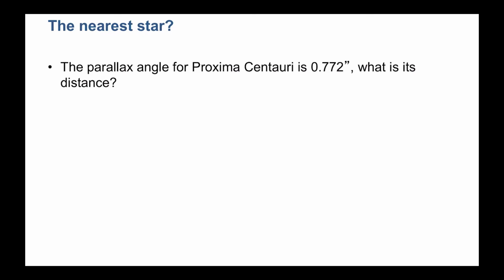Well, it's a pretty simple formula. We know that distance equals 1 over parallax angle in arcseconds. If we've got a parallax angle in arcseconds, we can just plug it into this formula. If we were given it in degrees or radians or any other unit, we'd have to convert it into arcseconds before we plugged it into this formula. In this case, we don't have to worry about it. We can just say 1 over 0.772, and if you do that, you get about 1.3 parsecs. PC is the short term for parsecs.